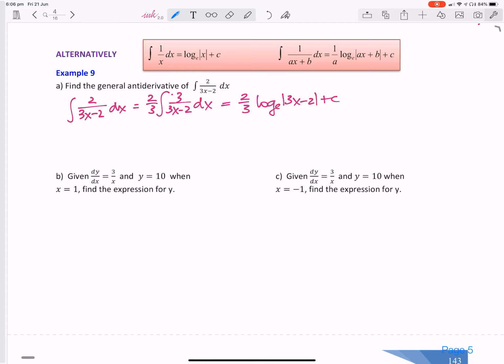Now, if we use the same example before, when x equals 1, y equals 10, we get 10 is equal to 2/3 log e modulus signs. If I substitute that in, I'm going to get 3 minus 2, which is 1, plus c, so we can evaluate that, it's just 0. C equals 10. If we have when x equals negative 1, well, they wouldn't say the same thing actually. They wouldn't say when x equals negative 1, y equals 10, because it's going to have to equal something different.